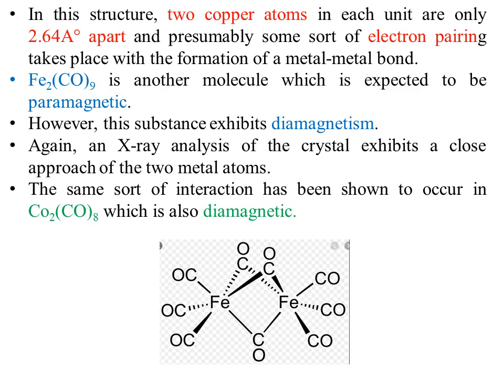Iron carbonyl complex is another molecule which is expected to be paramagnetic, but this substance exhibits diamagnetism. Again, X-ray analysis of the crystal exhibits a close approach of the two metal atoms. The same sort of interaction has been shown to occur in the cobalt carbonyl complex, which is also diamagnetic in nature.